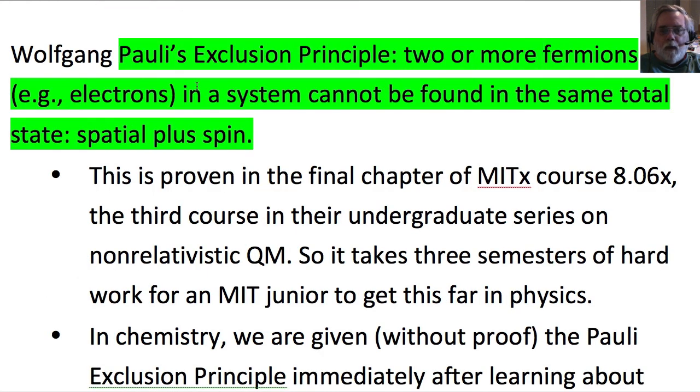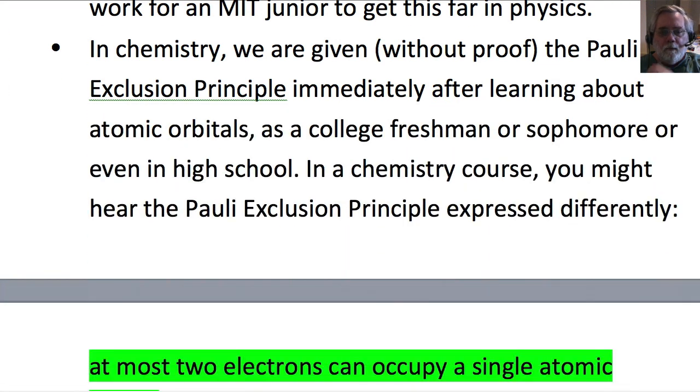This brings us to Wolfgang Pauli's exclusion principle. Two or more fermions, for example electrons, in a system cannot be found in the same total state, spatial plus spin. This is proven in the final chapter of MITx course 806X, the third course in their undergraduate series on non-relativistic quantum mechanics. So it takes 3 semesters of hard work for an MIT junior to get this far in physics. In chemistry, we're given without proof the Pauli exclusion principle immediately after learning about atomic orbitals as a college freshman or sophomore or even in high school.